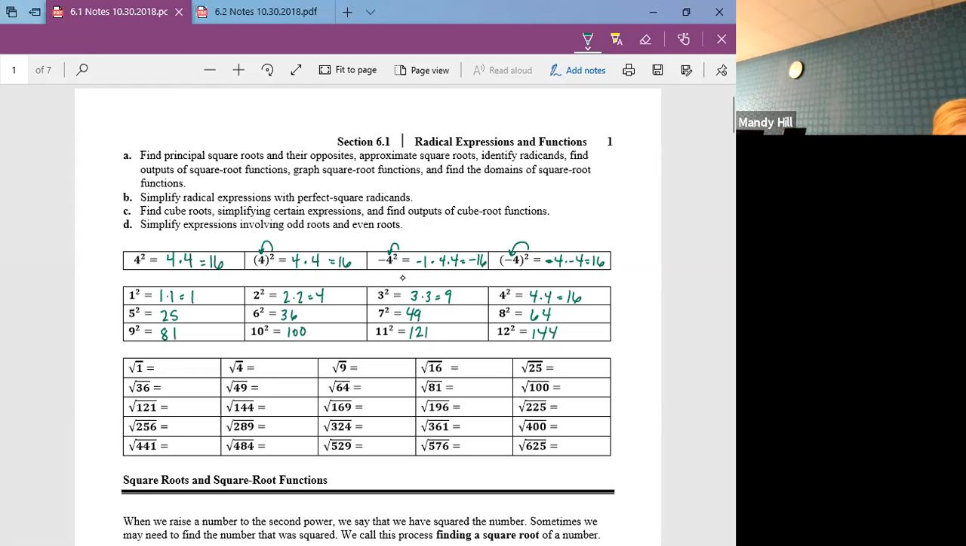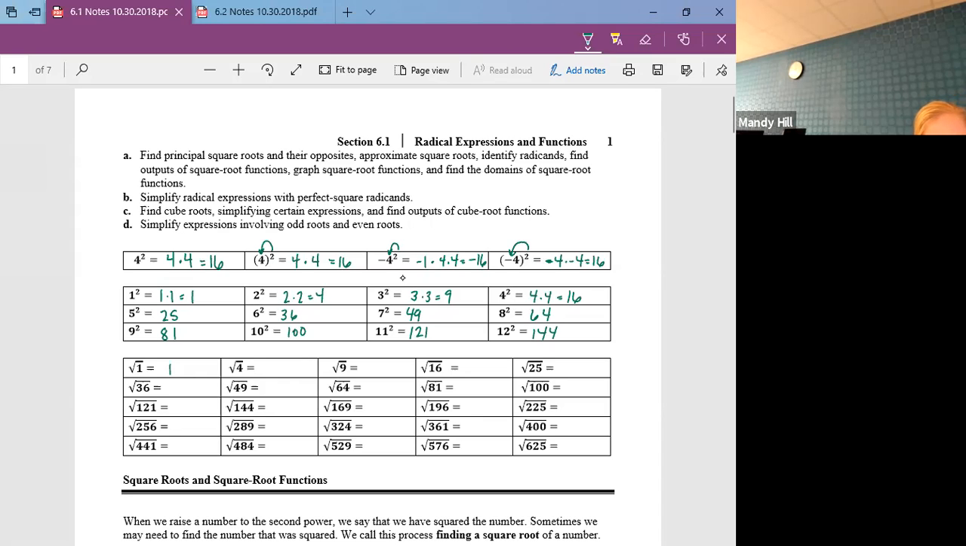Now, this little symbol, the square root symbol, means that we're doing the opposite. So if we've got the square root of 1, we're looking up here and seeing what the answer is and saying, well, what number times itself is 1? Well, that's going to be 1.